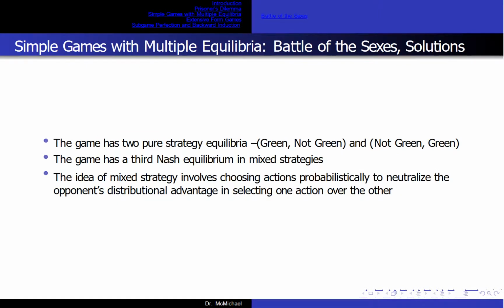The game has two pure strategy equilibria: green, not green, and not green, green. The game has a third Nash equilibrium in mixed strategies. The idea of mixed strategies involves choosing actions probabilistically to neutralize the opponent's distributional advantage in selecting one action over the other.